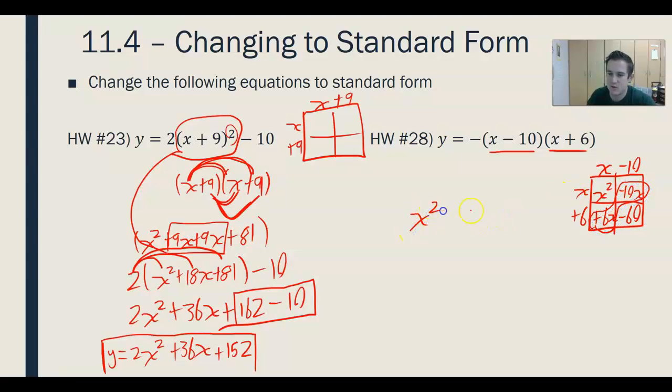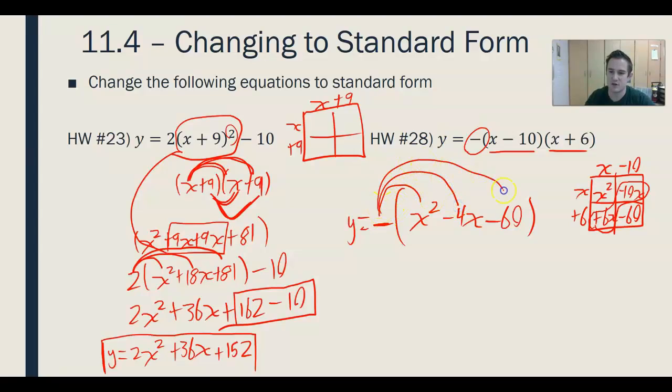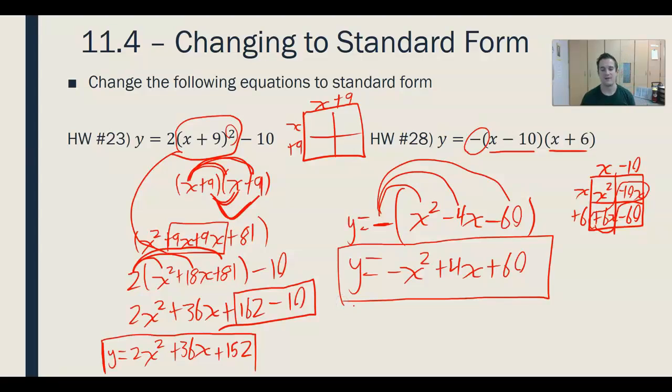So I have x squared. Negative 10x plus 6x is negative 4x. And then minus 60. Y equals, and then I had this negative here on the outside. Y equals negative times x squared minus 4x minus 60. So I'm going to distribute this negative into every term inside these parentheses. So I'm going to be left with negative x squared. Negative times a negative 4x is a positive 4x. Negative times negative 60 is a positive 60. So my final standard form of that quadratic equation is negative x squared plus 4x plus 60.